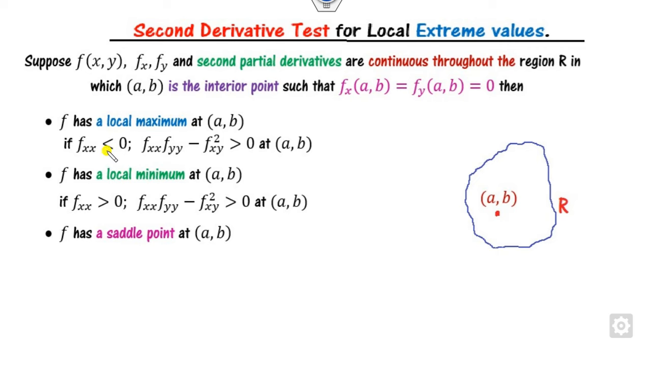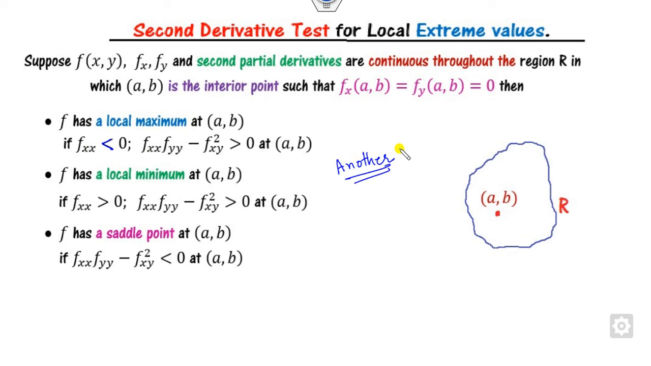On the other hand, whenever the first condition is reversed, that is greater than 0, while the other condition remains the same, then we call it a minimum point. And the saddle point is whenever this condition is less than 0. But obviously it's very difficult to remember these three conditions, because students may be confused about whether it's greater than or less than. It's not an easy task.